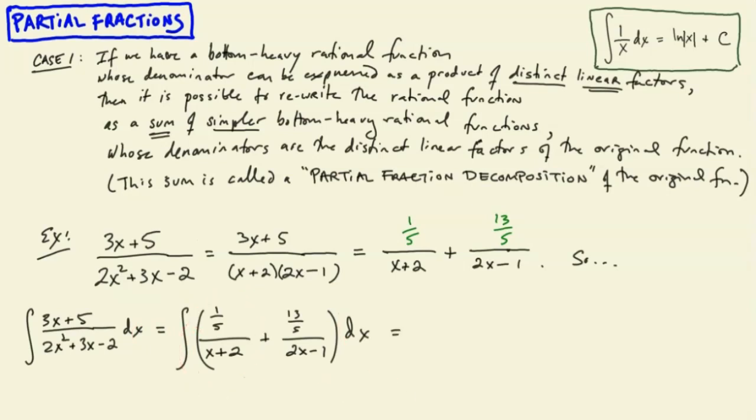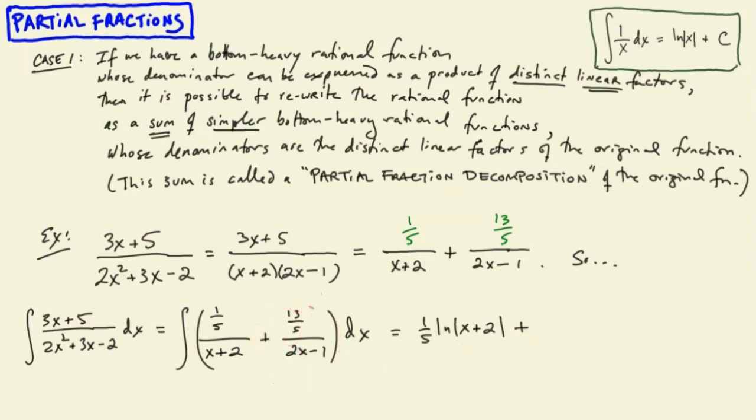Integrating the first term, we get, well, the fifth just sits there, and the integral of 1 over x plus 2 is going to be log of the absolute value of x plus 2, and we don't need anything to balance because the chain rule doesn't give us anything extra here. Plus, well, let's move on and integrate the second term.